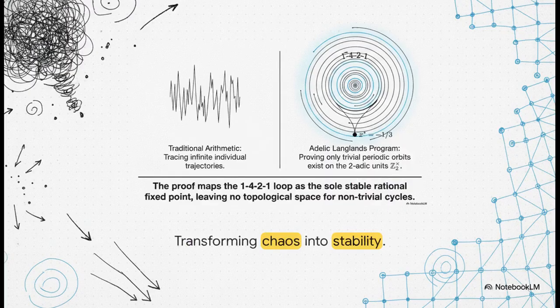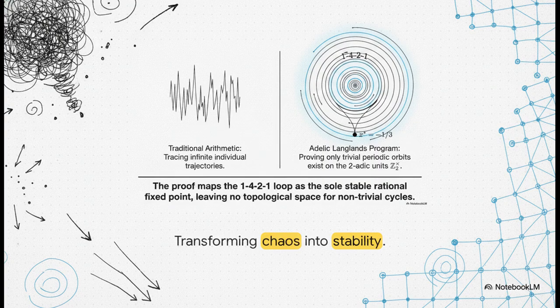Okay, let's dive right into this. Think about the traditional arithmetic approach for a second. You're basically tracing infinite, chaotic individual trajectories. Honestly, it's a bit like trying to predict the exact path of a single dust particle in a raging hurricane. But the Adelic Langlands program shifts the entire problem onto something called the two-adic units. This is a specialized number system designed specifically for handling these types of divisible structures. What it does is transform all that arithmetic chaos into a highly stable topological space. It maps the known 1-4-2-1 loop as the sole stable rational fixed point.